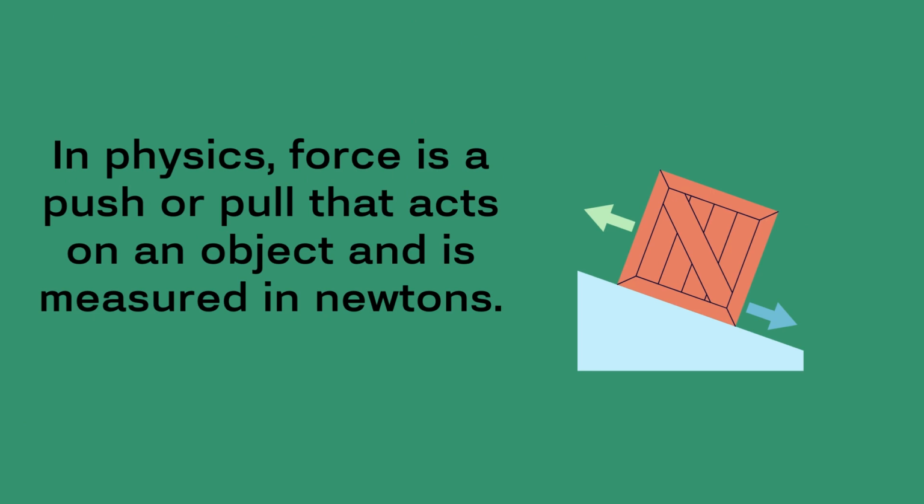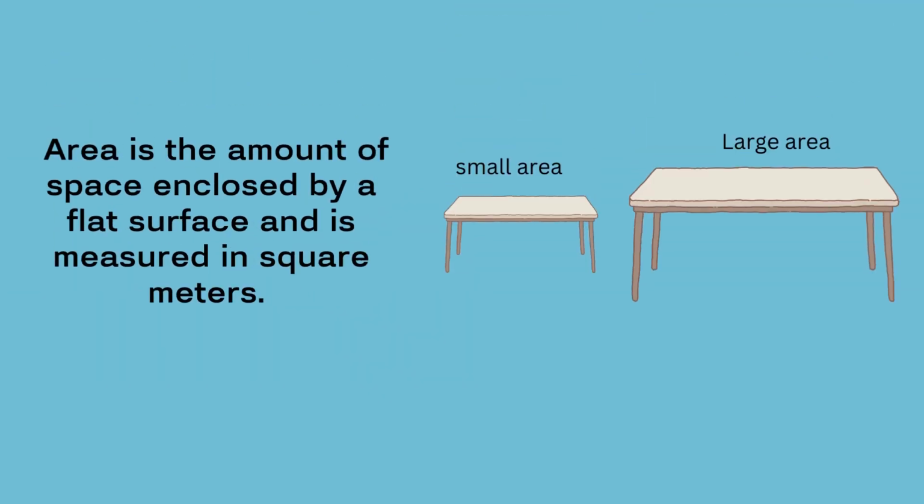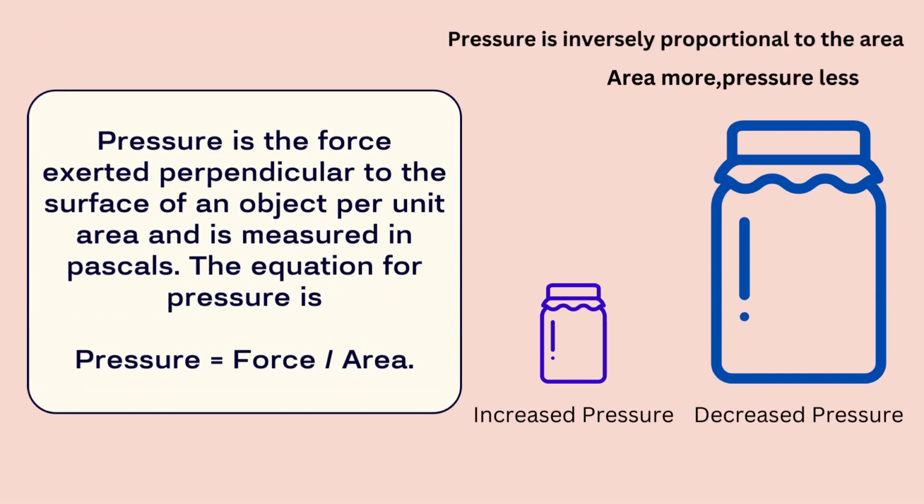In physics, force is a push or pull that acts on an object and is measured in newtons. Area is the amount of space enclosed by a flat surface and is measured in square meters. Pressure is the force exerted perpendicular to the surface of an object per unit area and is measured in pascals. The equation for pressure is pressure equals force divided by area.